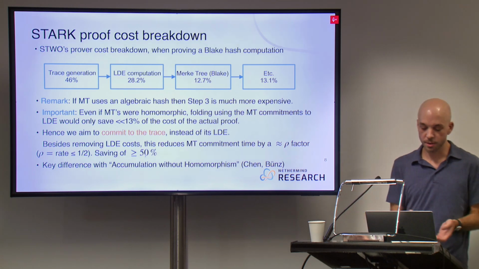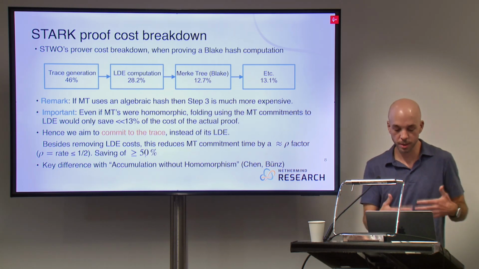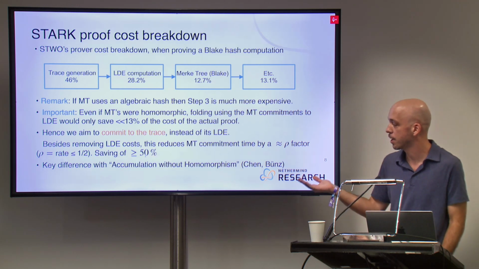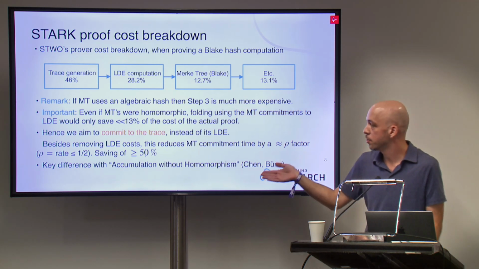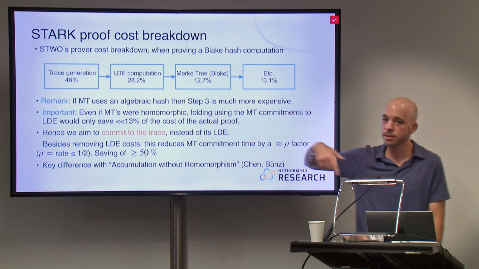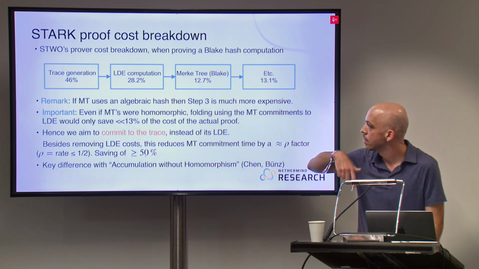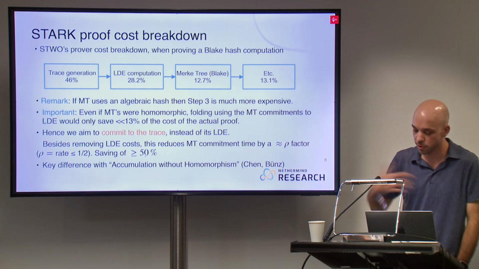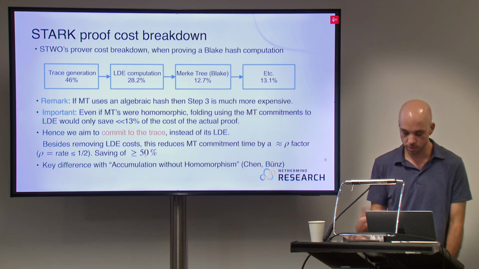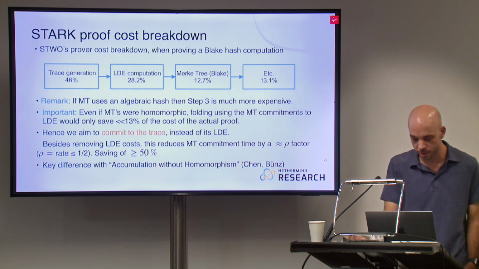And this is a difference that the approach I'm discussing today has with protocol accumulation without homomorphism, where you are forced to fold at this step. You are forced to encode the trace for soundness reasons. You are forced to use the code properties. You are just forced to use Reed-Solomon code properties.